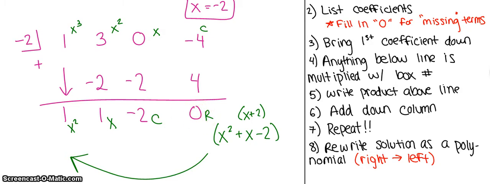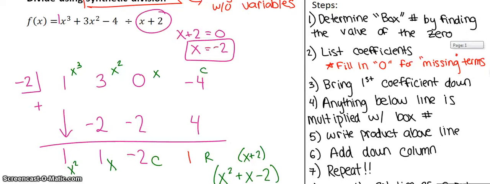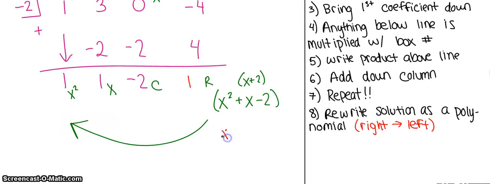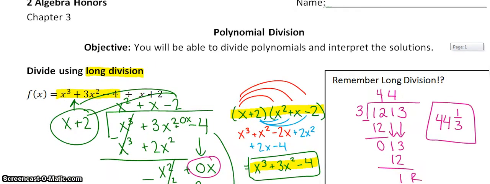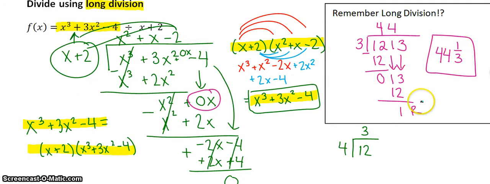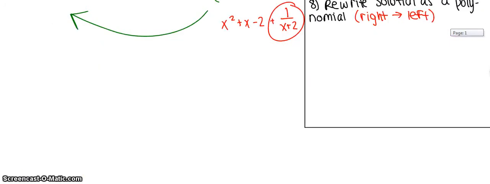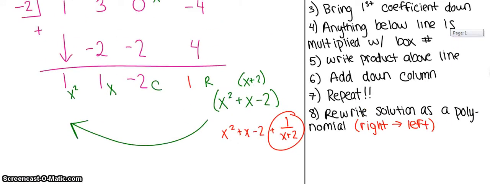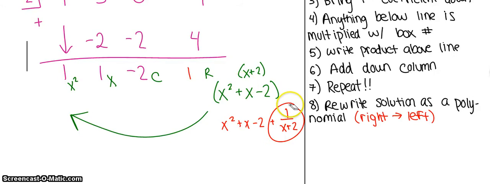So let's say my remainder for a quick second was 1. I might then write my polynomial as x squared plus x minus 2 plus 1 over x plus 2, because that 1 couldn't be divided in. Just like in this problem, I wrote it as my remainder 1 over what the divisor was, because I couldn't divide those. Something to think about. Obviously, that's not the answer to this particular problem, but it's something that may come up.